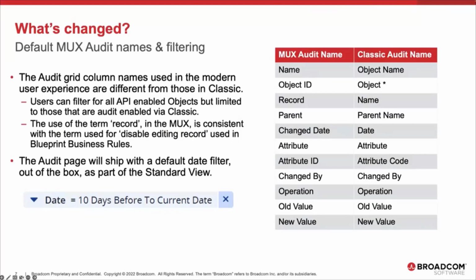The audit page will ship with a default or out-of-the-box date filter as part of the standard view. The filter will show all audit records for the previous 10 days. Limiting the amount of information presented to the user when they first land on the page will certainly improve the user experience.